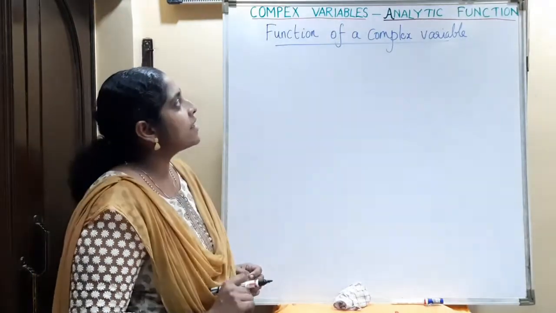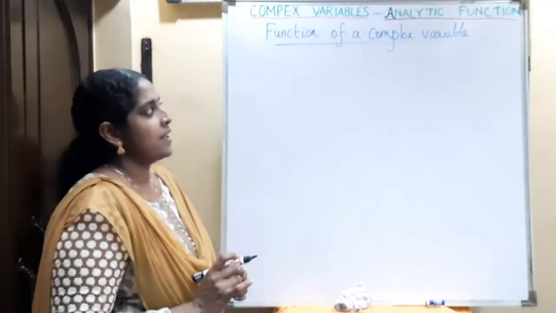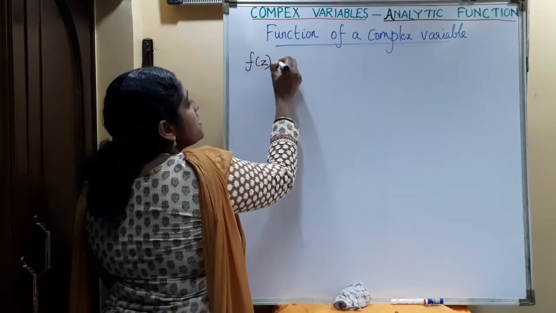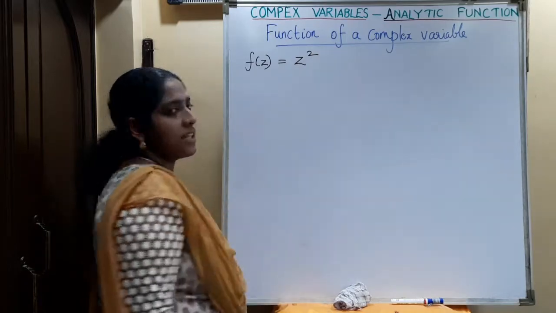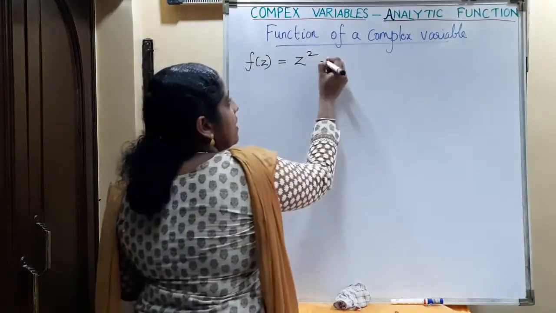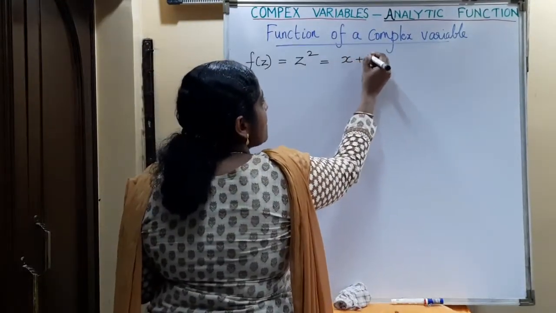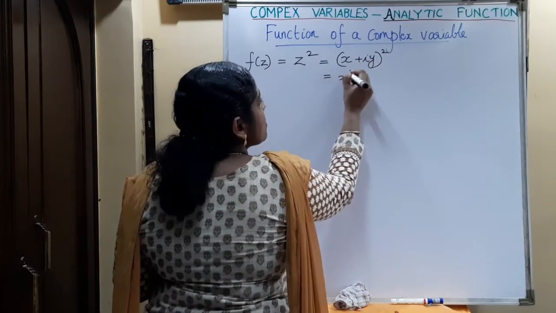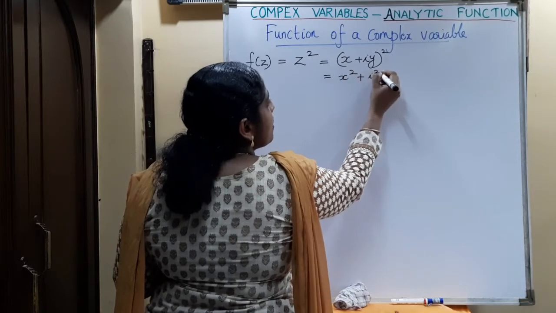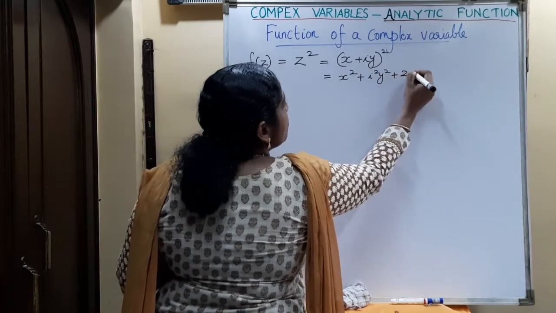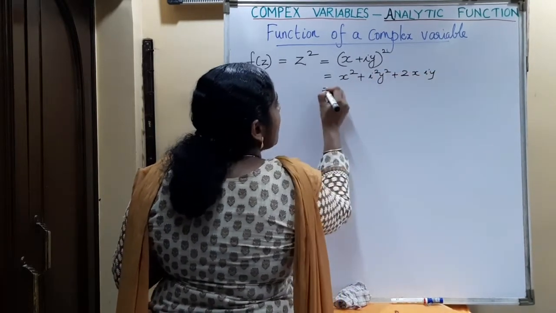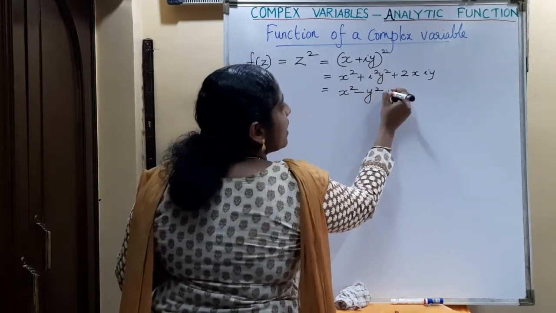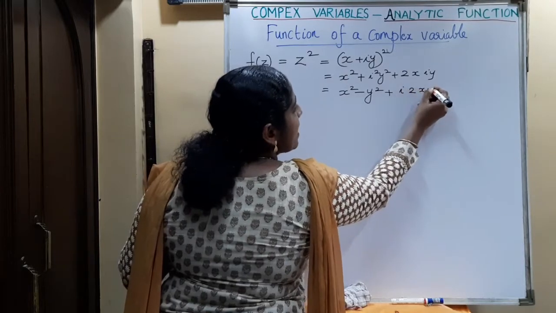Now we can see the function of a complex number. If we take a function f of z, for example z square, what will that be? z is equal to x plus iy, so z square will be (x plus iy) square. That is x square plus i square y square plus 2x iy. That is x square minus y square, since i square is minus 1, plus i into 2xy.